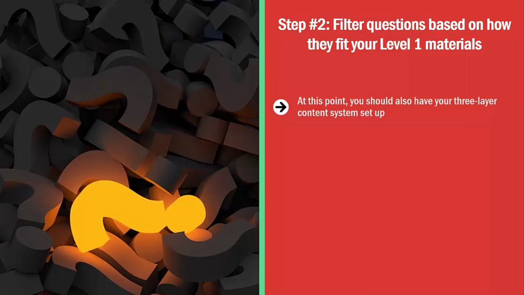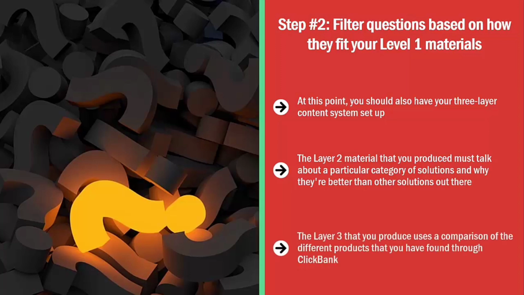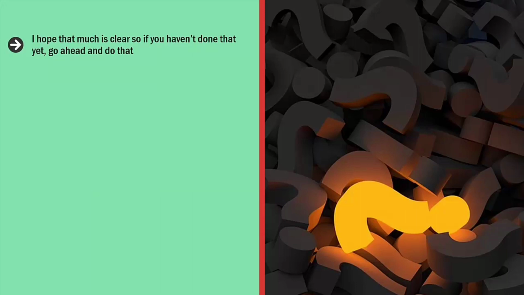At this point, you should also have your 3-layer content system set up. The first layer is a blog post that informs the reader regarding the problems that they have and the range of solutions, as well as a common sense guide on what to do and what not to do. The Layer 2 material that you produce must talk about a particular category of solutions and why they're better than other solutions out there. The Layer 3 that you produce uses a comparison of the different products that you have found through ClickBank. I hope that much is clear, so if you haven't done that yet, go ahead and do that. The key here is that your content must answer key questions that your audience members would have in mind when looking for solutions.